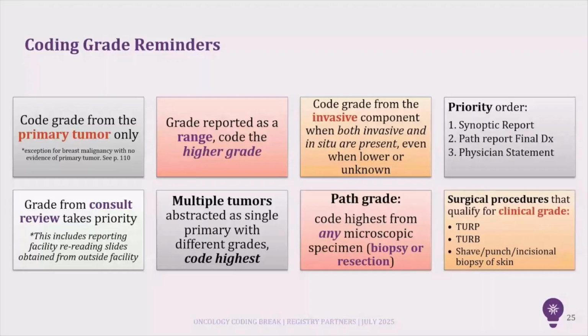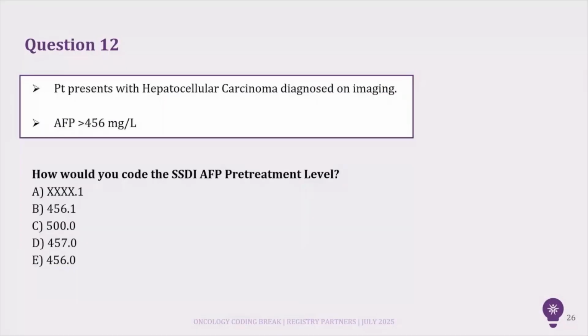Okay, let's move on to some SSDI questions. So now we're going to move over to the SSDI manual if you have that open. So we have a patient that presents with hepatocellular carcinoma diagnosed on imaging, which is most frequently how we see it diagnosed. And the patient has an AFP of greater than 456. How would you capture that in the SSDI field for AFP? Greater than 456.